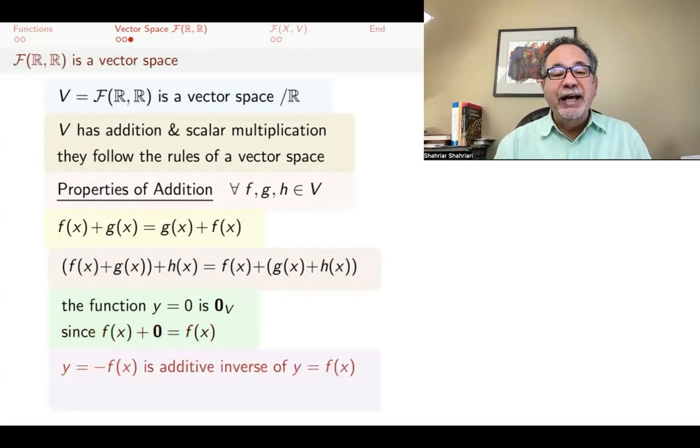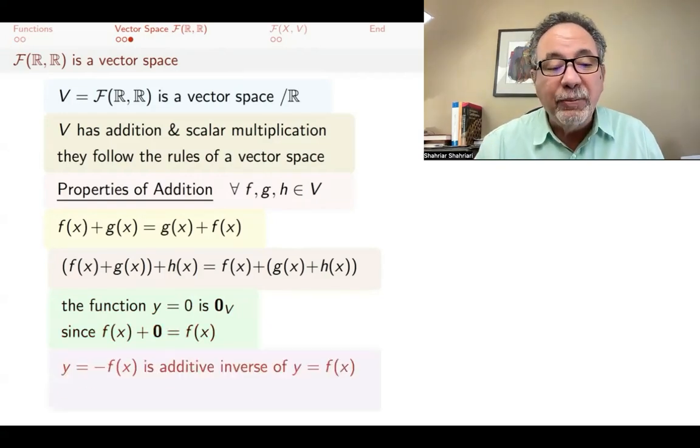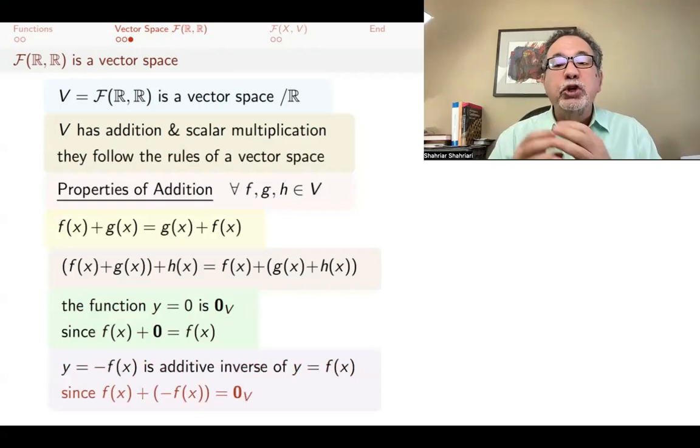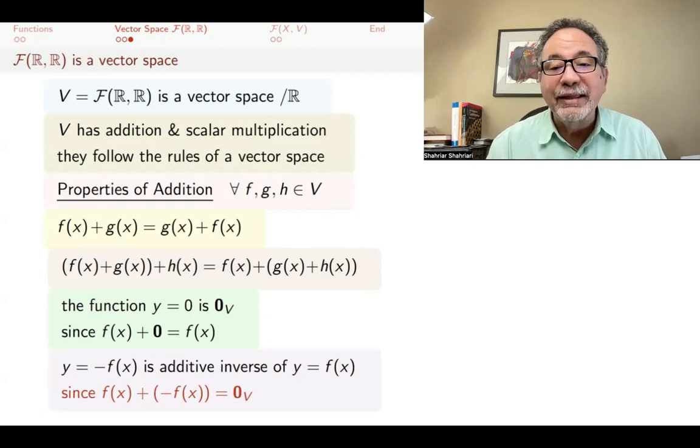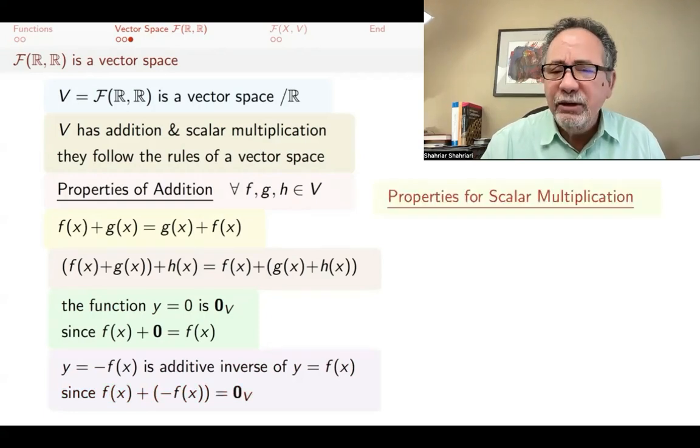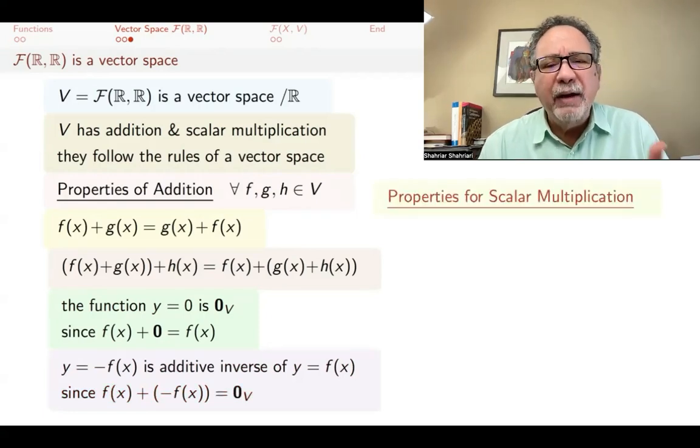And every function has an additive inverse. If there's some other function that, if you add it to it, you get that 0. So sine of x and minus sine of x, if you add them, you get the 0 function. Scalar multiplication also has these semi-obvious properties.